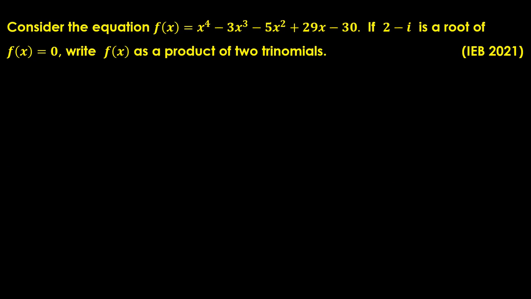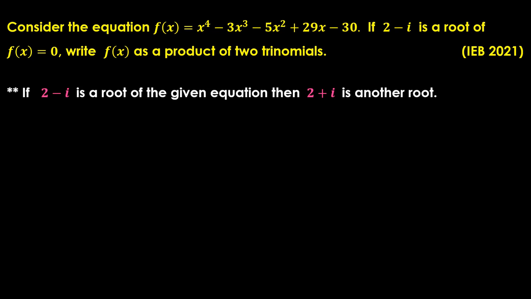This question comes out of the IB paper of 2021, and it's slightly different to the previous two questions that we've been looking at. So we need to consider the equation f of x is equal to x to the power of 4 minus 3x cubed minus 5x squared plus 29x minus 30. And we're told that if 2 minus i is a root of f of x, we need to write f of x as a product of two trinomials.